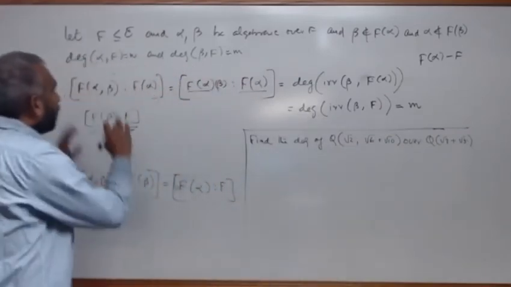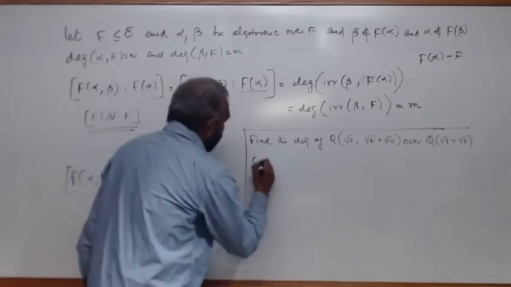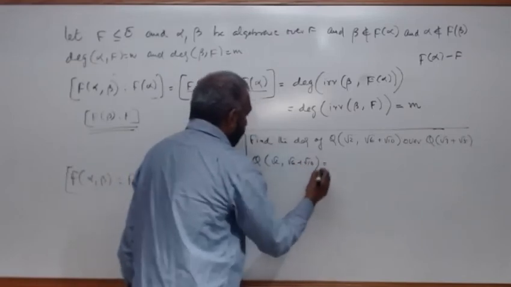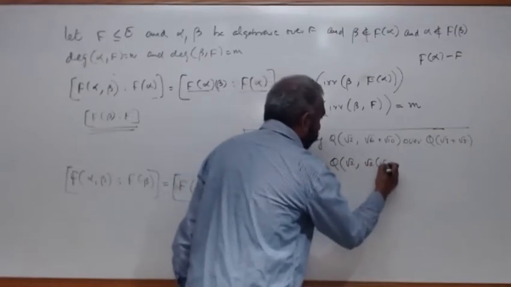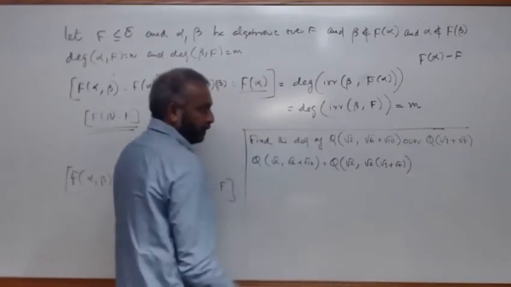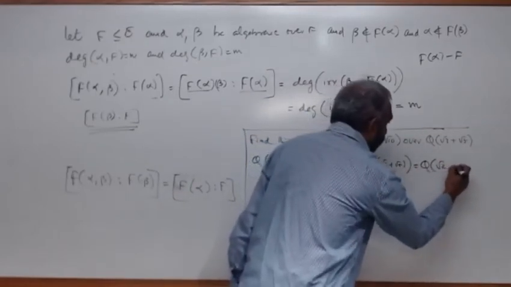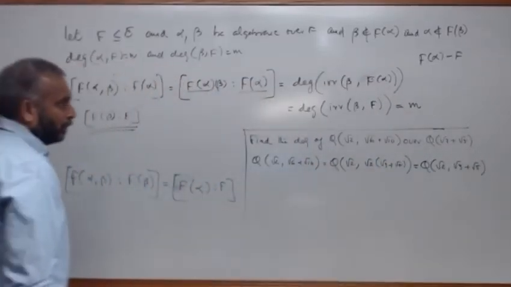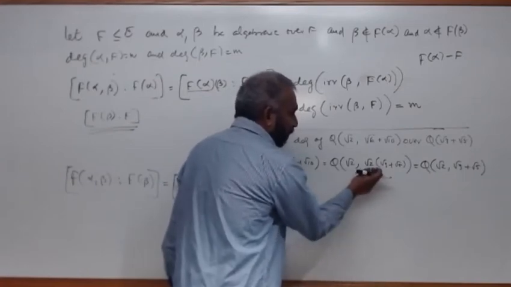We are going to combine all these results to find this. So what is this? Q of root 2 comma root 6 plus root 10 is equal to Q of root 2 comma root 2 times root 3 plus root 5, because I am going to take root 2 outside. And this is actually same as Q of root 2 comma root 3 plus root 5, because this is a common factor and we know that we can get rid of one of them.